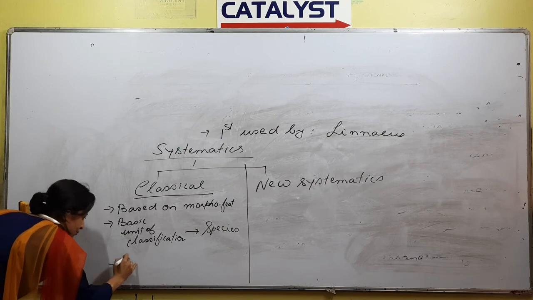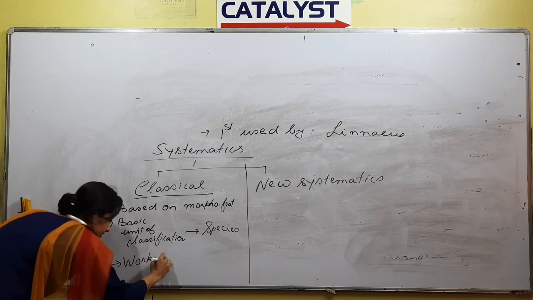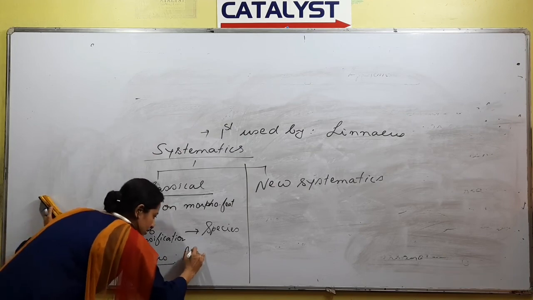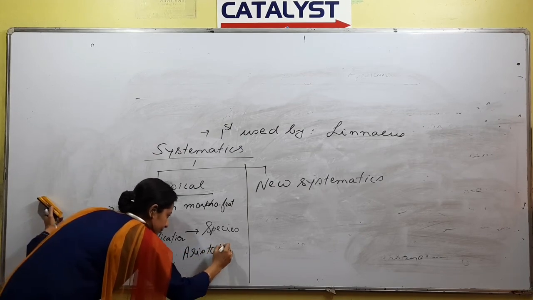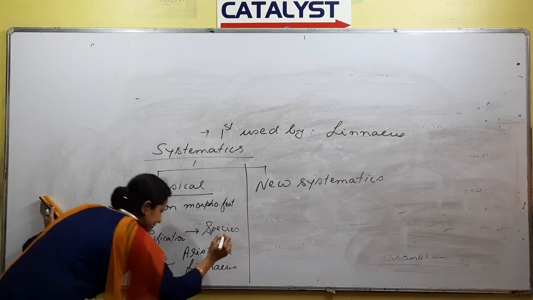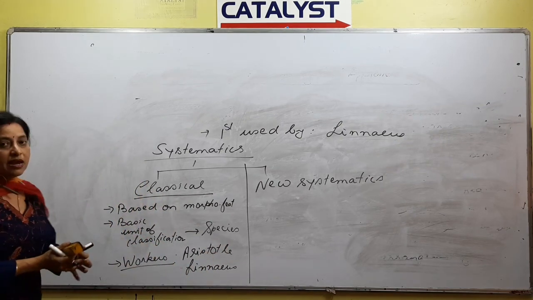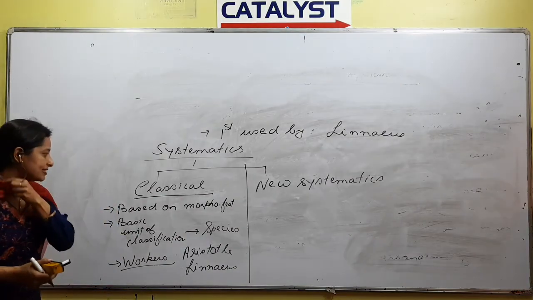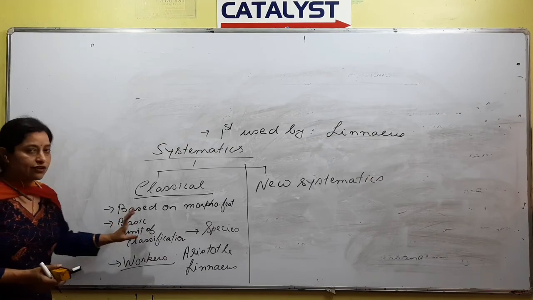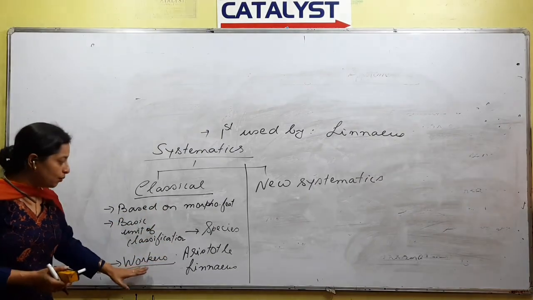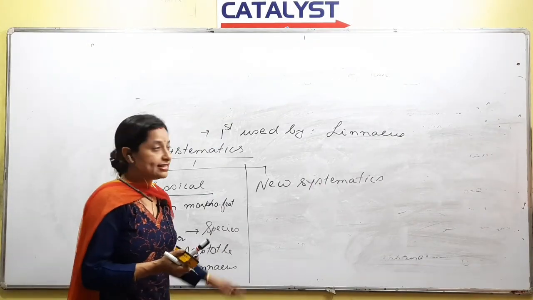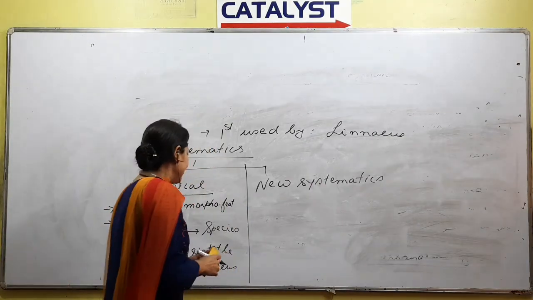And you have to remember some scientists who have done their work in classical systematics: Aristotle, then Linnaeus, etc. Right? So for classical systematics, we keep two points in mind. First, it is based on morphological features only. Next, the basic unit of classification is always species. Workers are Aristotle and Linnaeus, and who gave the name systematics? Linnaeus, we wrote earlier, right?